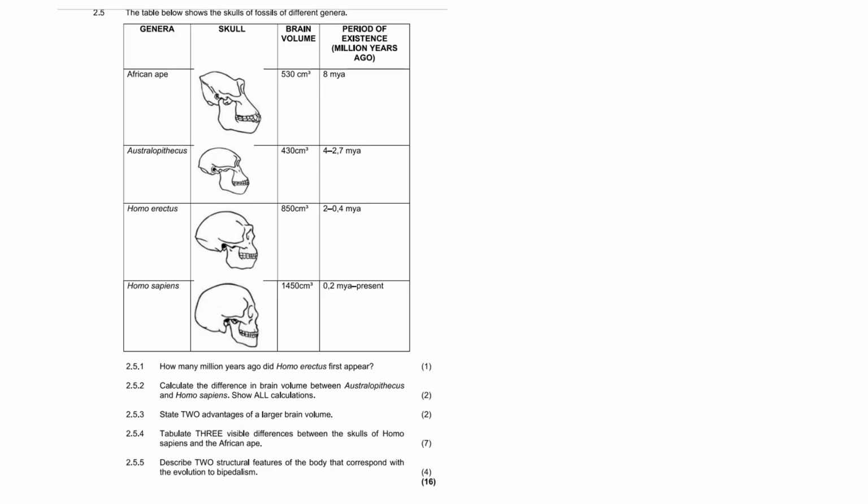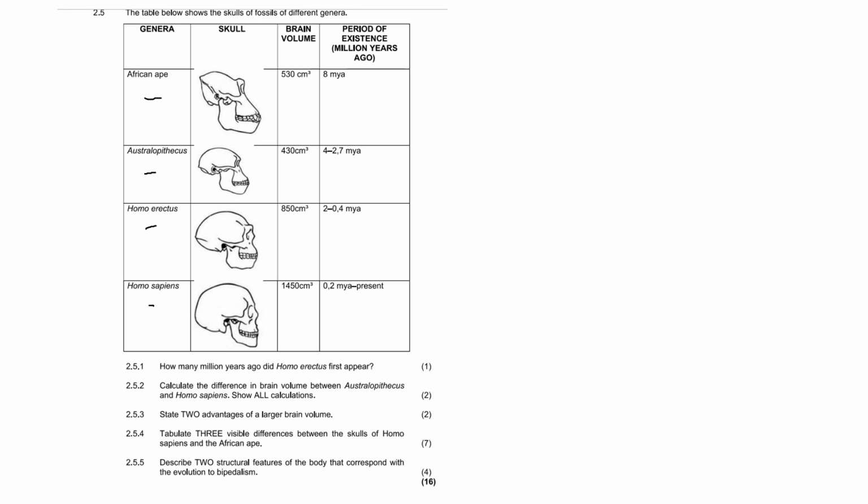And then let's go to 2.5 now. We're going to evolution now. So we've been given different skulls. We've got African ape, Australopithecus, Homo erectus, and also Homo sapiens. The oldest one was 9 million years ago. That's a long time ago, guys. And the most recent was around 0.2 million years ago, that's like 200,000 years ago, which is us. So recent.